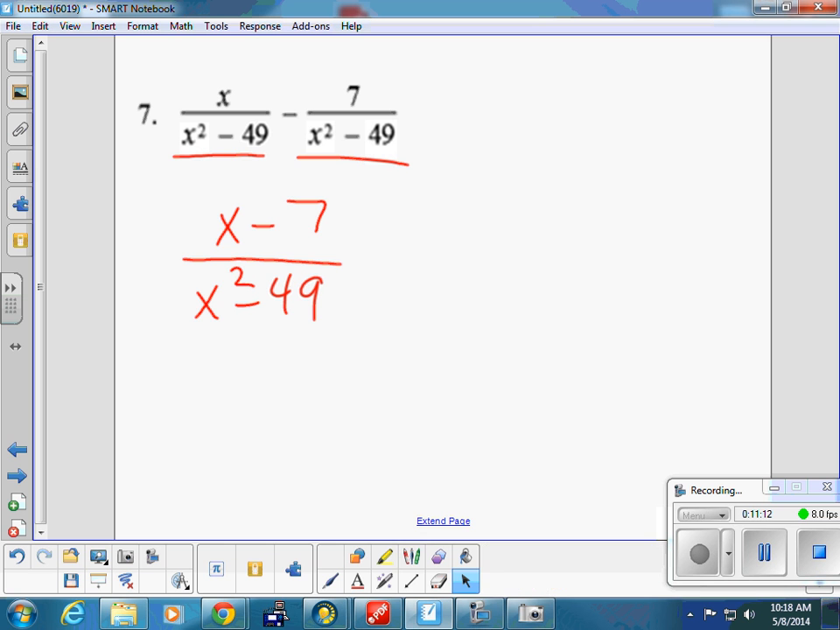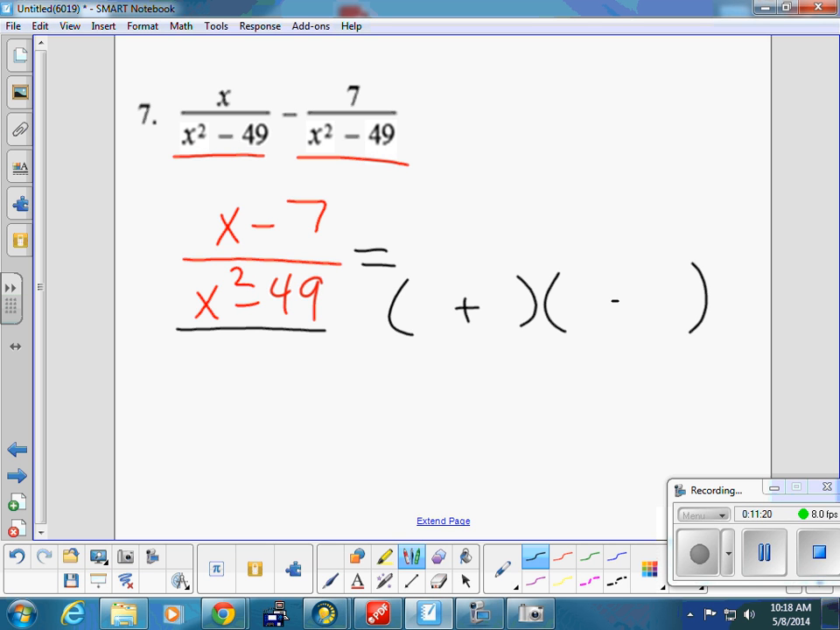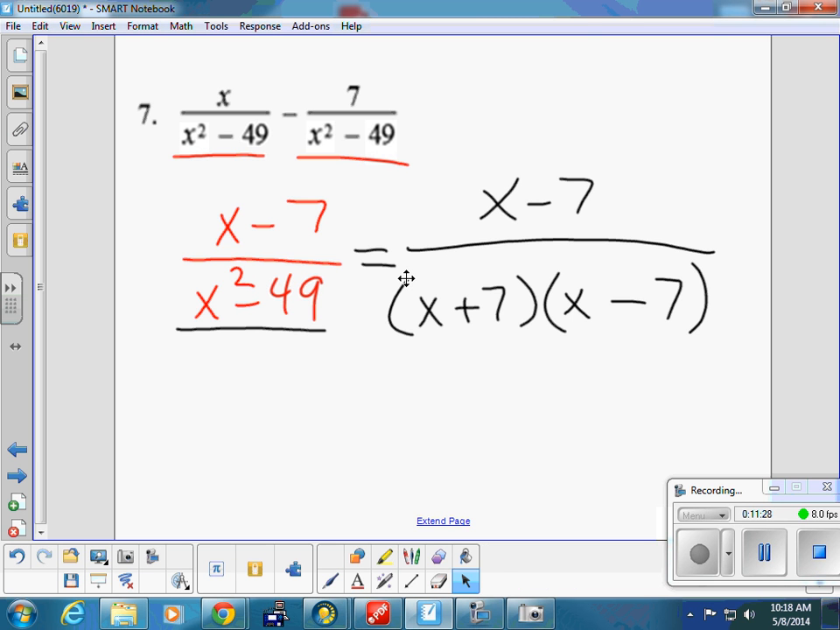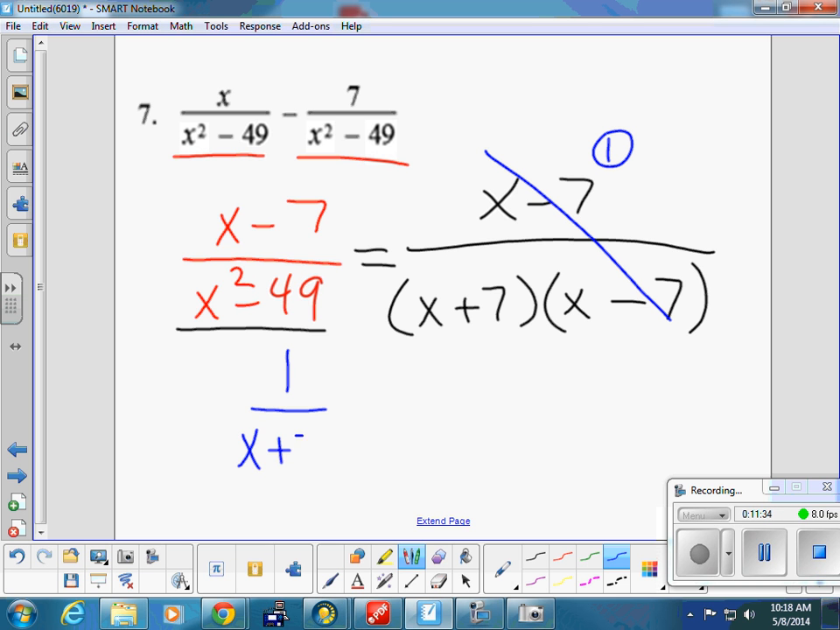However, you have to realize that this is a difference of squares, double bubble. Double bubble plus minus gives us this combination on the bottom, which is good because this x minus 7 will cancel, and we're going to leave a 1 behind, and our answer is going to be 1 over x plus 7. So be careful with that one. Make sure you continue to factor as you're going.